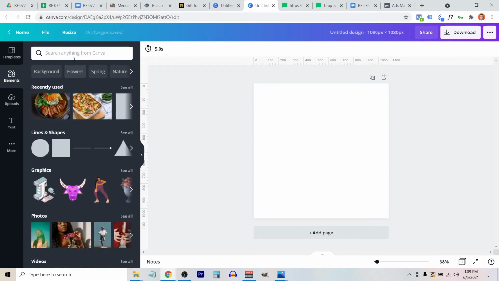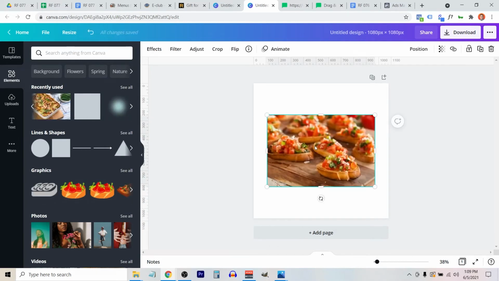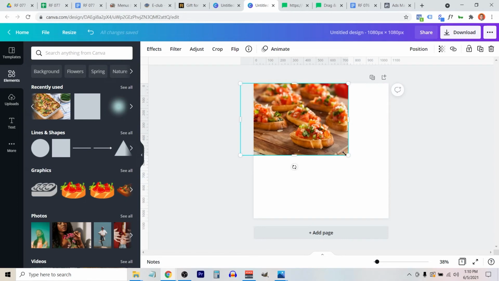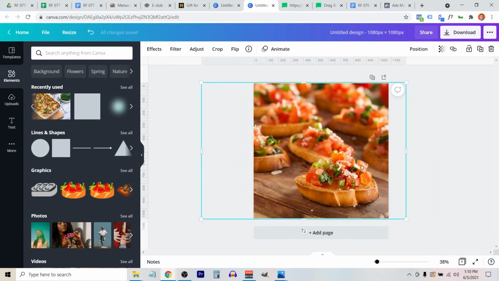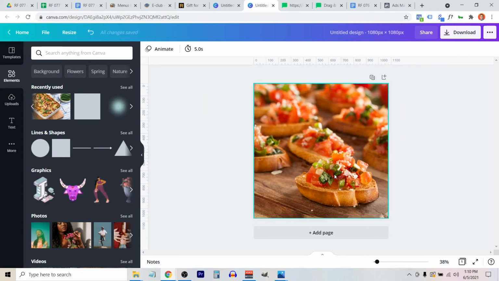In this case, you'd want to upload real product photography of your actual meals. But in this case, I'm just going to use Canva's free photos. So I just searched for an image of an appetizer. I'm just going to put that in there. Nice high quality photo that's well lit.